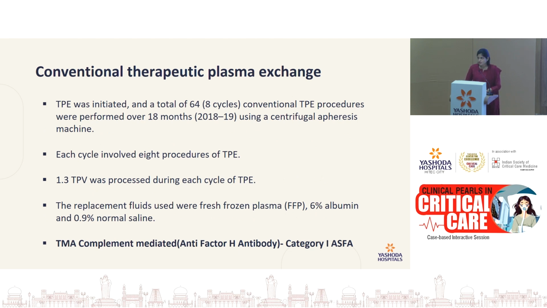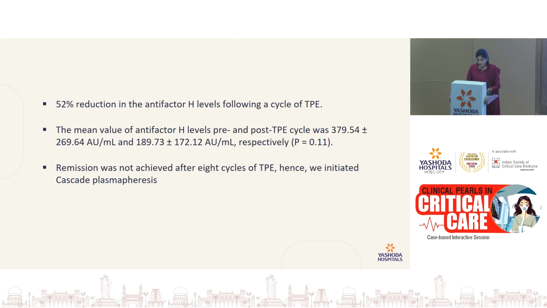When I talk about TPE here, in all the cases, I mean centrifugal plasma exchange. So with conventional TPE, we did 64 procedures over 18 months. Each cycle involved 8 procedures of TPE. This was done on an OP basis. Every time the patient would come, we would do plasma exchange on alternate days for 8 times, and then he would go back and come back within 1.5 months. We noticed a 52% reduction in the anti-factor H levels following a cycle of TPE. Remission was not achieved after 64 procedures of plasma exchange.